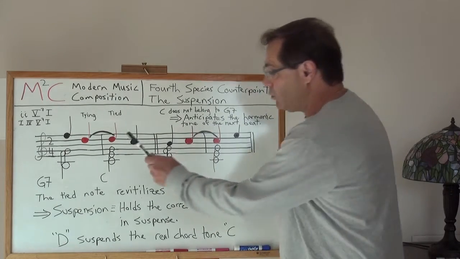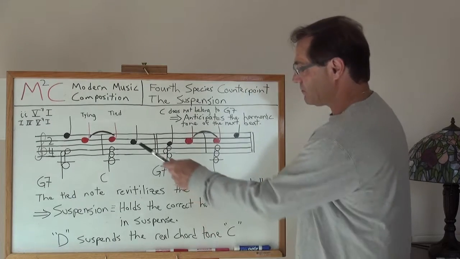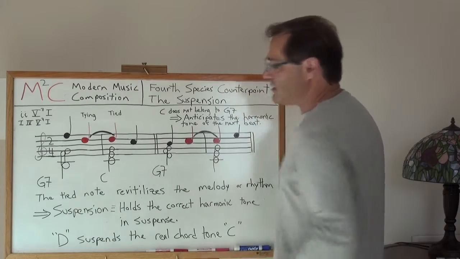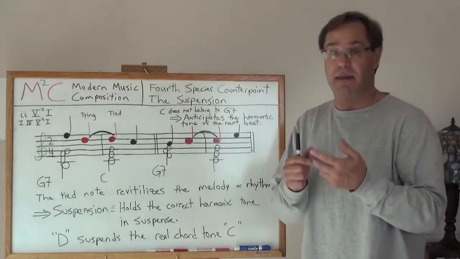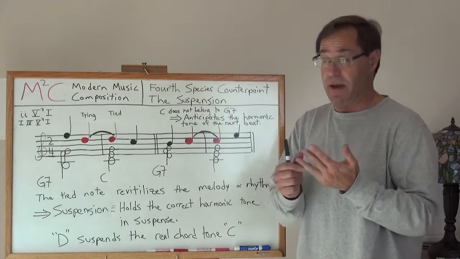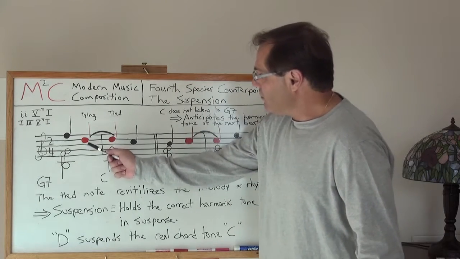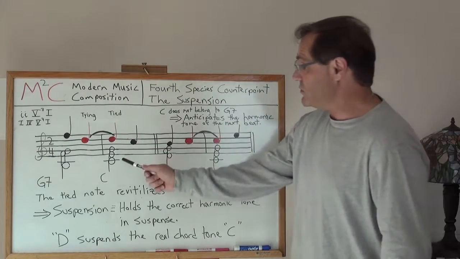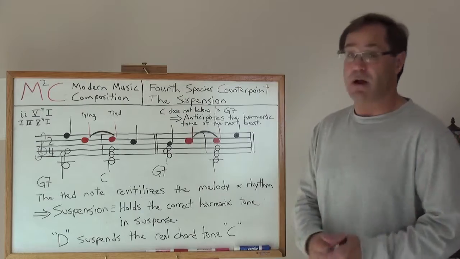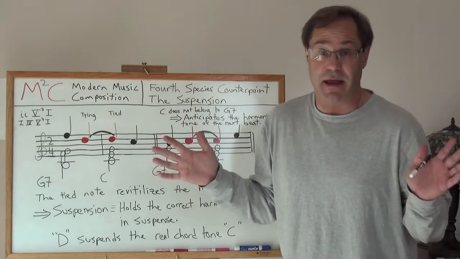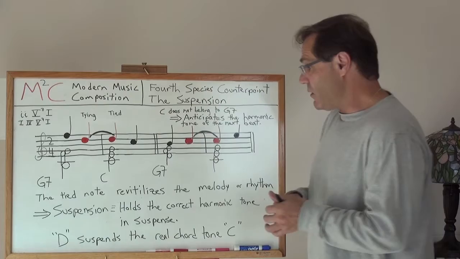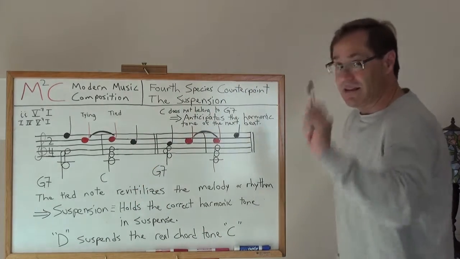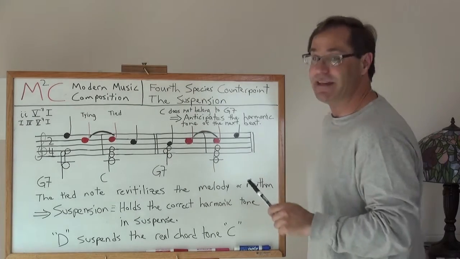Okay, so what's going on here? Well, you can clearly see that this D is part of the G7 chord, right? G, B, D, and then F, okay? Well, what happens when D gets suspended over to the next measure? And why am I even calling it a suspension right now? What is a suspension? Okay, well, I've written down here that this tied note, okay, let's do a couple definitions here.